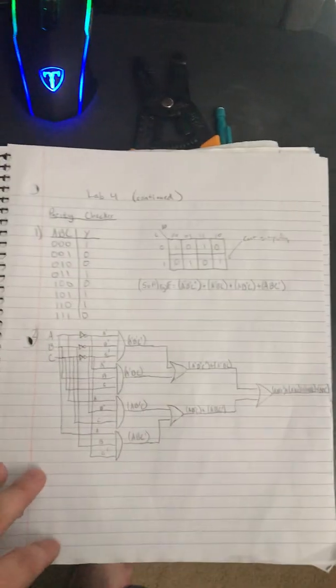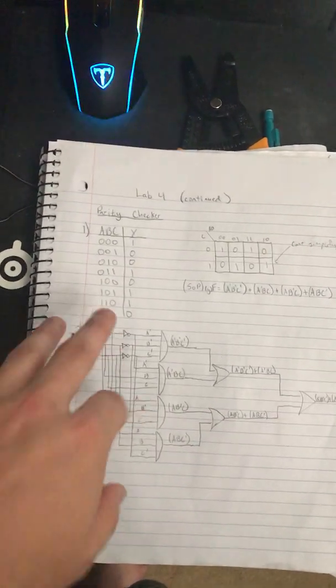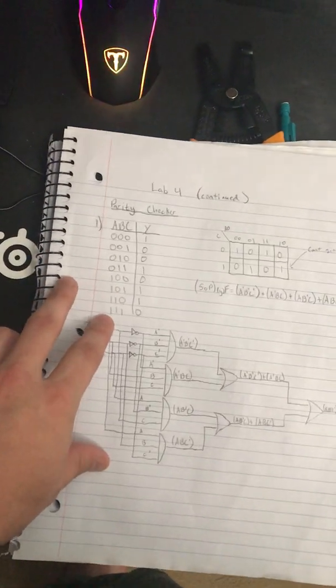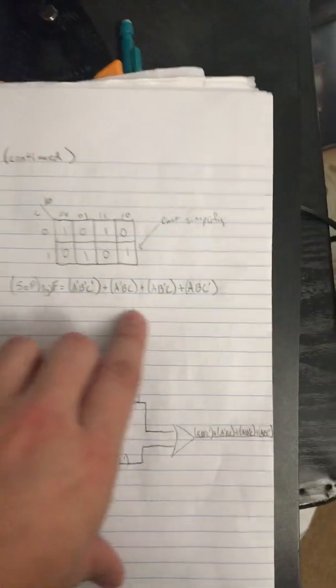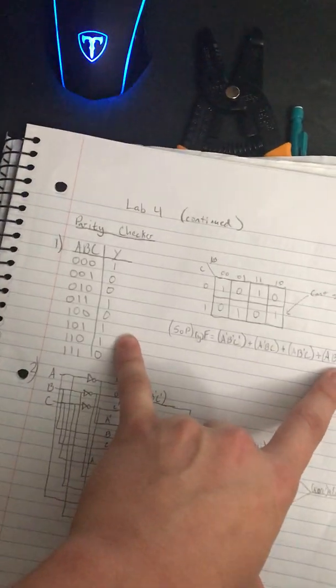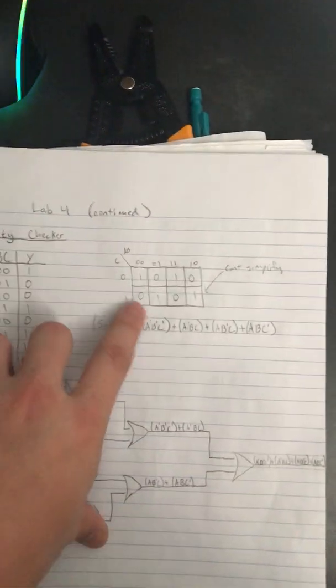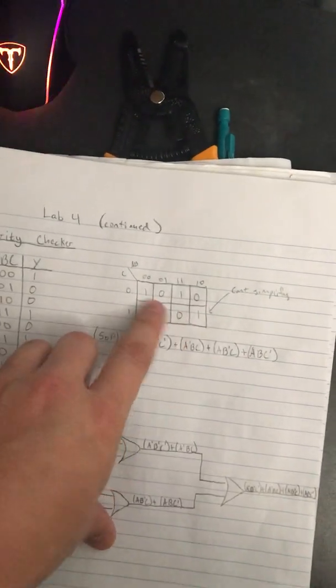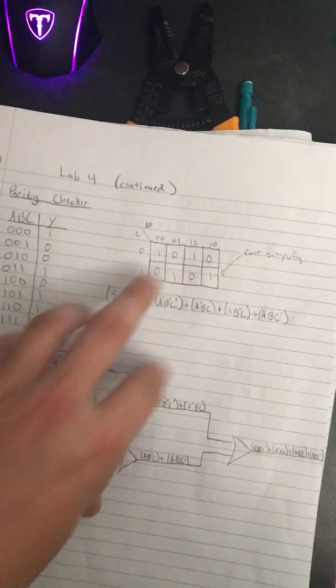But yeah, this is the Parity checker, the part 2. This is the truth table right here. Now this is the sum of product form that we got. And this is the mapping I tried to do to simplify this, and there's nothing really grouped here. So you can't really simplify it, so we gotta leave it at that horrendous looking function.